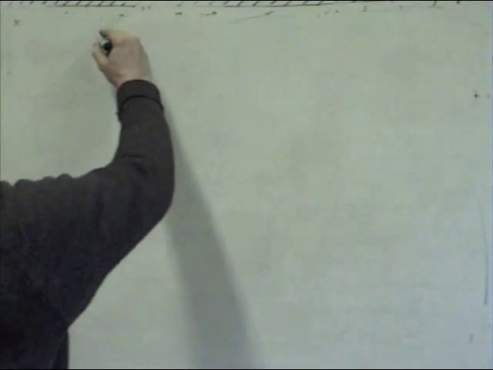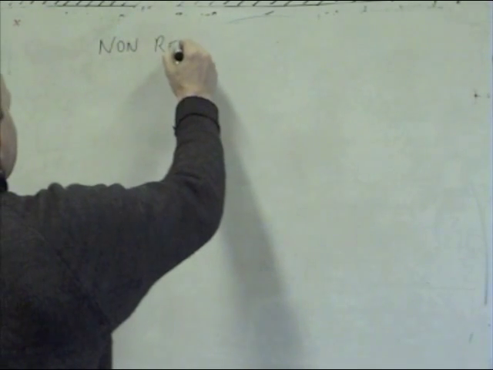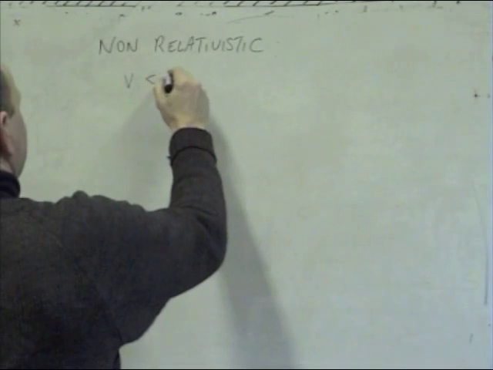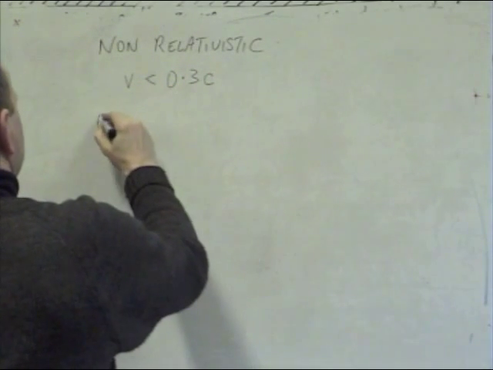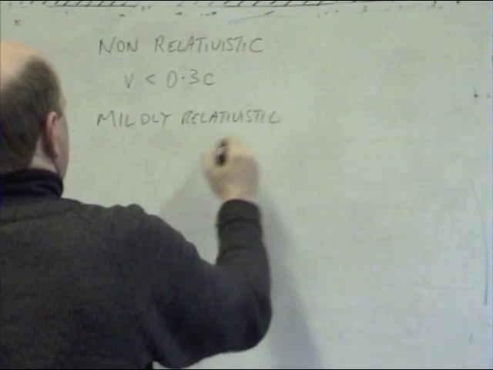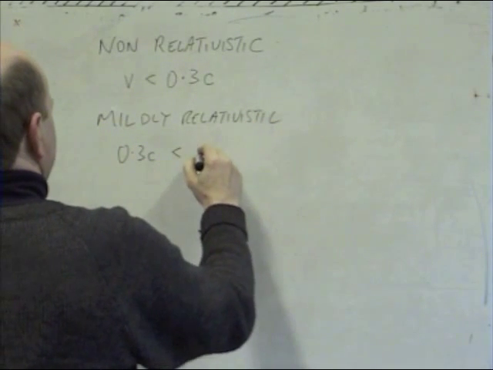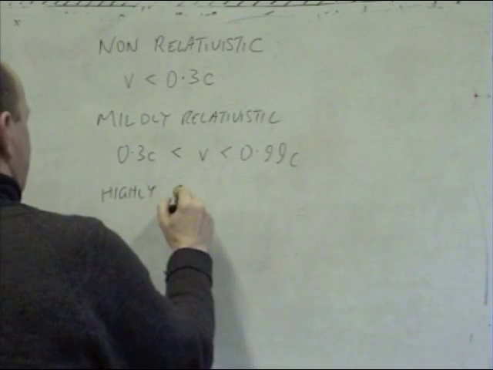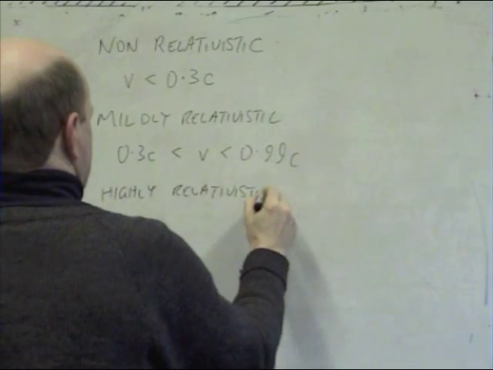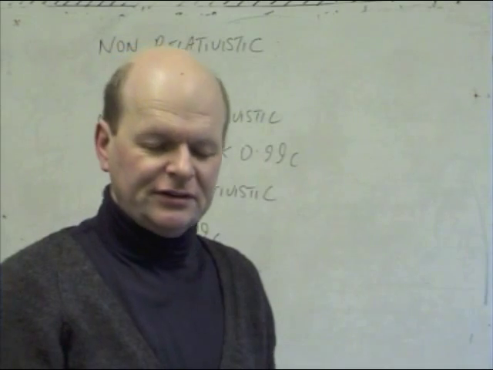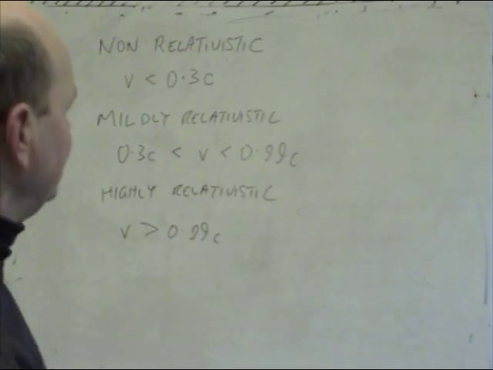Now if you remember, in the course I made some hard definitions. I said that non-relativistic particles had V of less than 0.3 C. Mildly relativistic had 0.3 C less than V less than 0.99 C, and highly relativistic had V greater than 0.99 C, where obviously C is the speed of light, 3 times 10 to the 8 meters a second. Now you can convert these V's into betas and gammas.